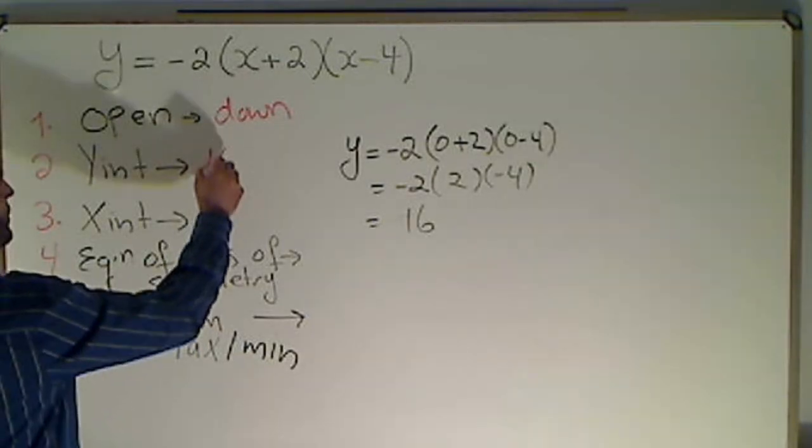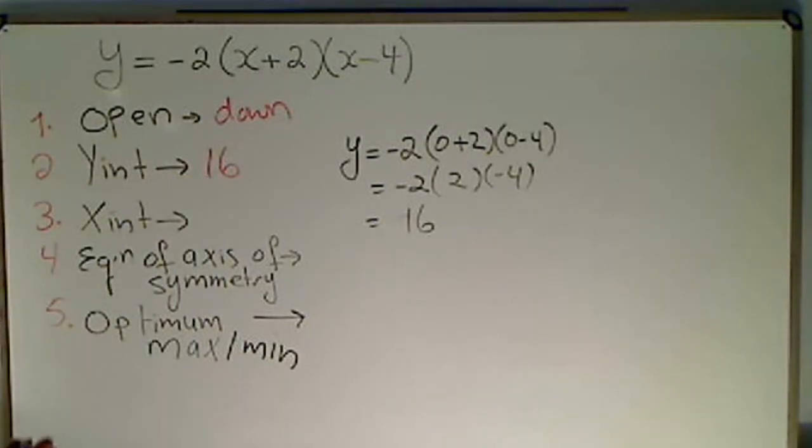So our y-intercept would be positive 16. And it's a point on the graph. When x is 0, y is 16.